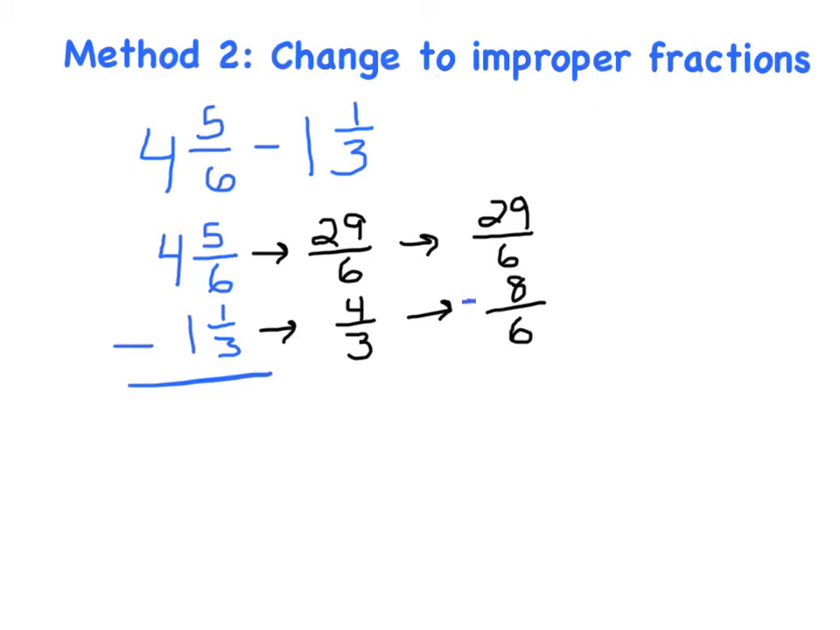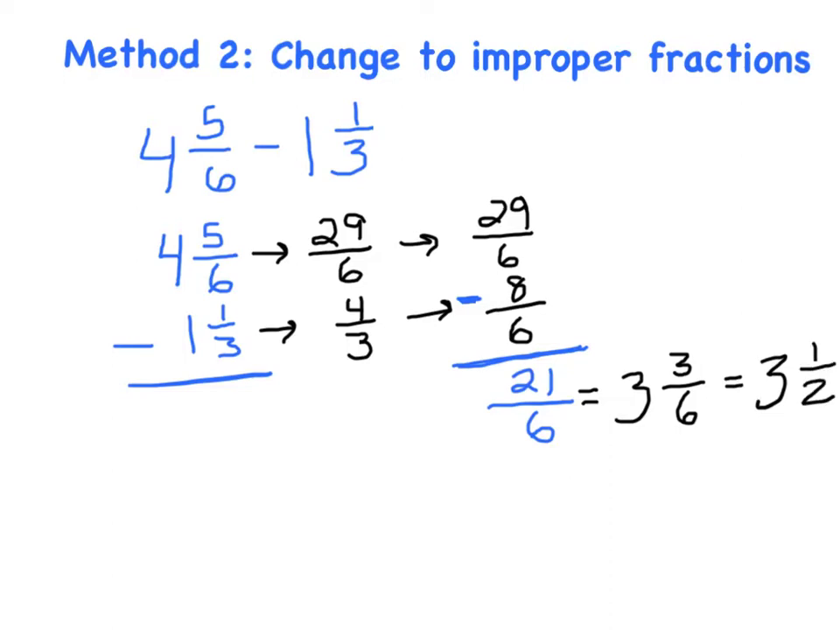Once again, I need to recall that this is a subtraction problem. So 29 minus 8 is 21, and the common denominator of 6 stays. But I need to go through the process of changing this into a mixed number. So 21/6 is going to be equivalent. Okay, 6 goes into 21 3 times. 3 times 6 is 18, so 21 minus 18 leaves me with 3/6, which then I can reduce to 3 and 1/2. You notice that once again I end up with the same answer.